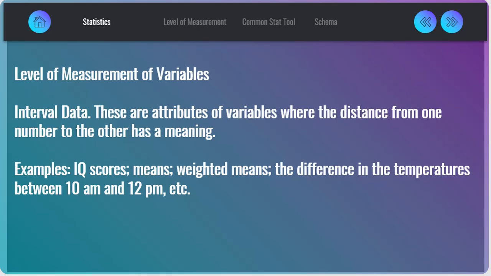The third level of measurement of variables is what we call interval data. These are attributes of variables where the distance from one number to the other has meaning. These are basically the types of values in which there is no true zero, and a researcher can only use subtraction and addition. Examples are IQ scores, means, weighted means, the difference in the temperatures between 10 a.m. and 12 p.m., and others.